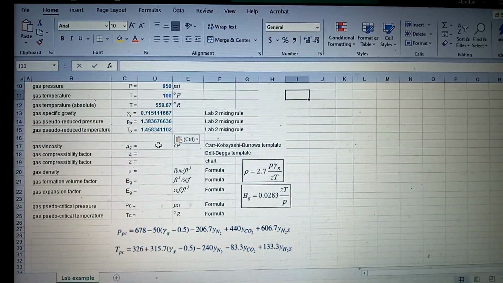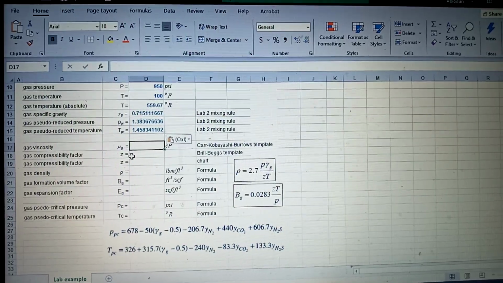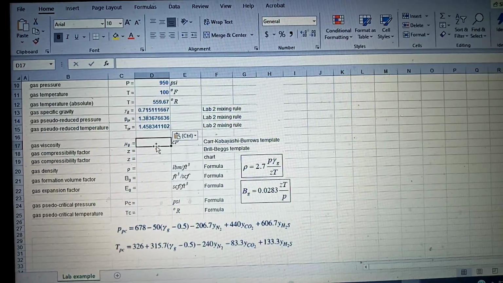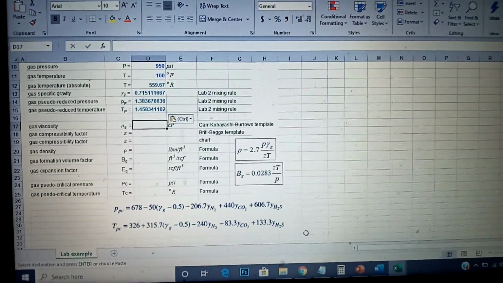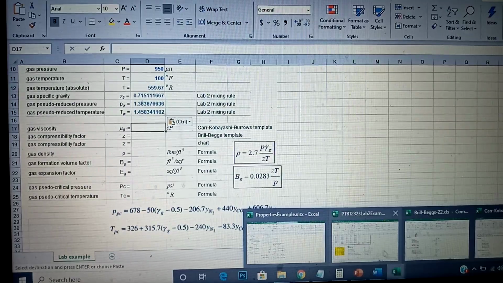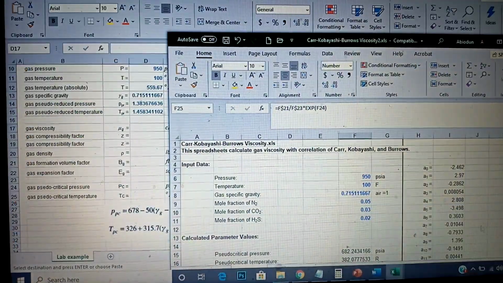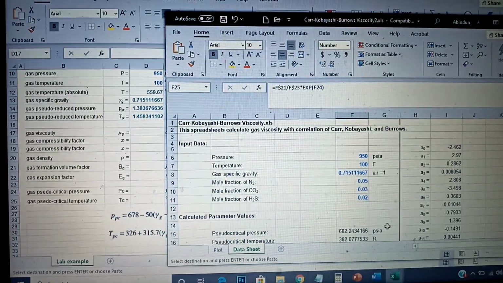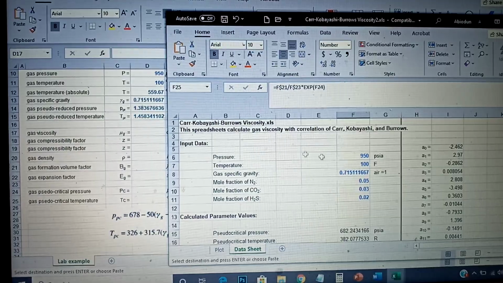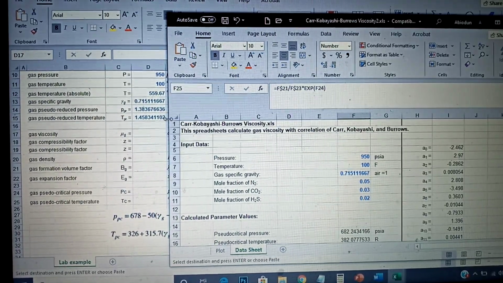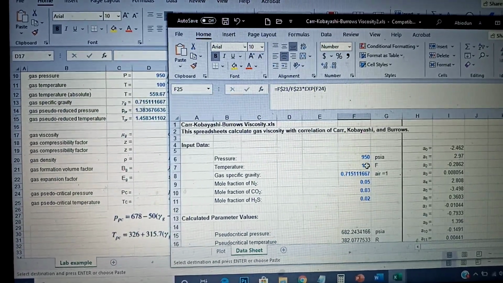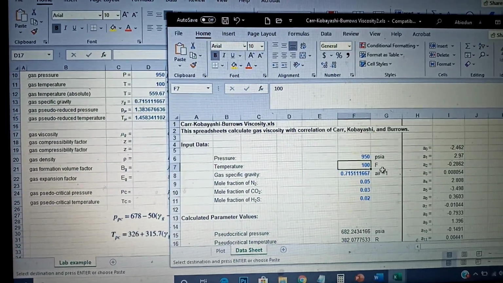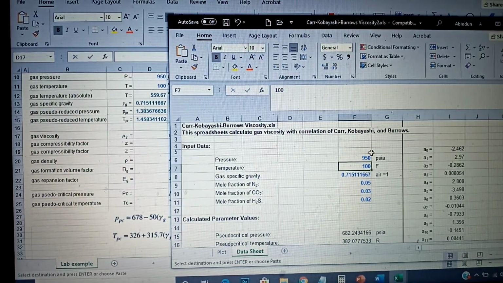The first one says find the viscosity using the Kakobayashi template. So what do you need for that? I'm going to open the Kakobayashi template. So here's the template. What you need, this is the input. I need the pressure, that's 950. The temperature you have to provide in Fahrenheit. Okay, because you see F is there, so you have to write it in Fahrenheit.